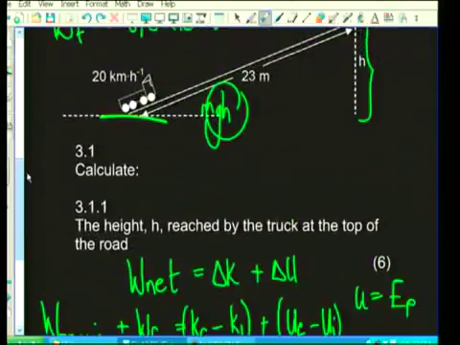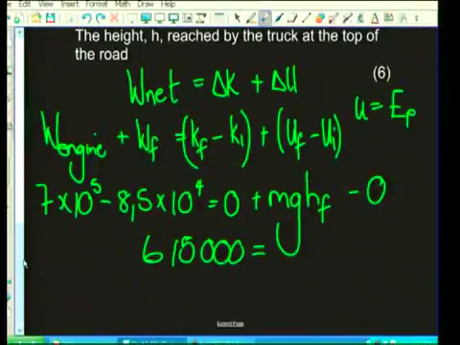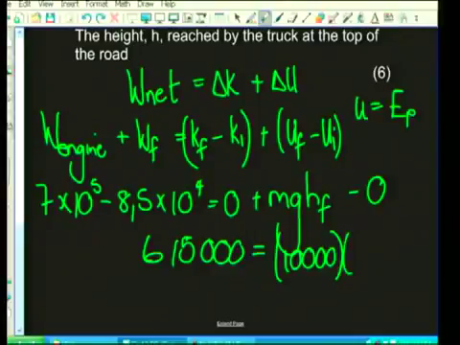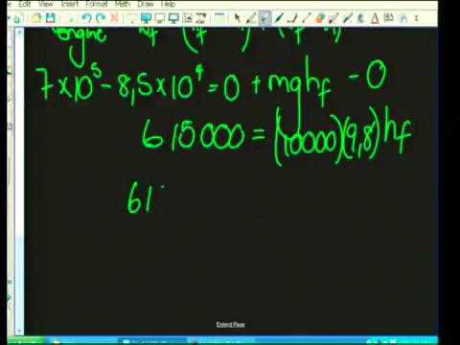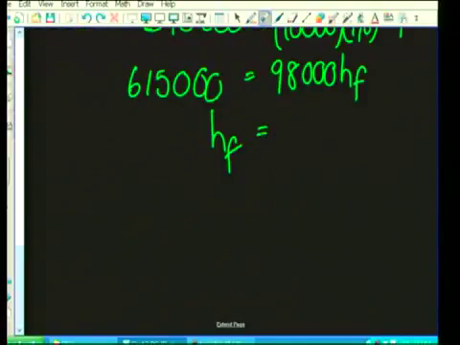They told me the mass of the truck was 10,000 kilograms. It's actually very, very heavy. So 10,000 kilograms. Gravity is 9.8. That hasn't changed. And look here, we want height. So we have 615,000. 10,000 times 9.8 gives me 98,000. We want HF on its own, so we divide both sides.